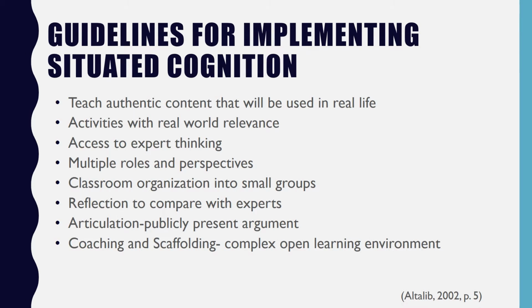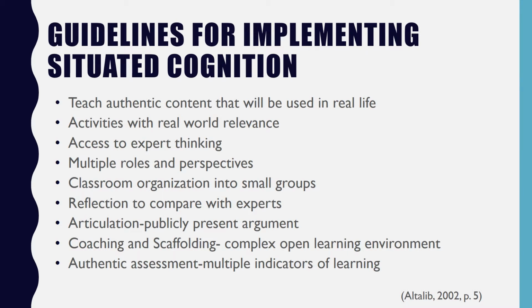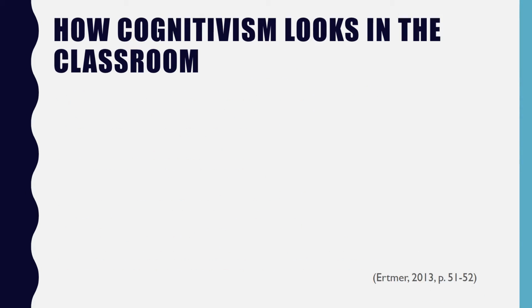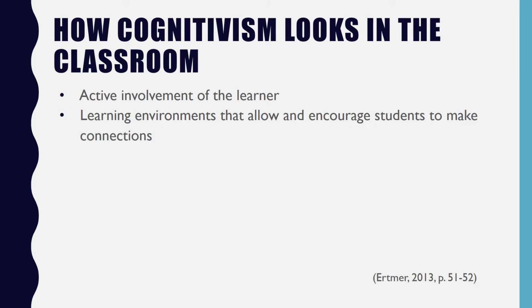Students need a complex and open learning environment. And finally, there needs to be multiple indicators of learning or assessments. A cognitive classroom focuses on what students know and how they come to know it. The student is considered an active participant in the learning process. The learning environment allows for students to make connections.